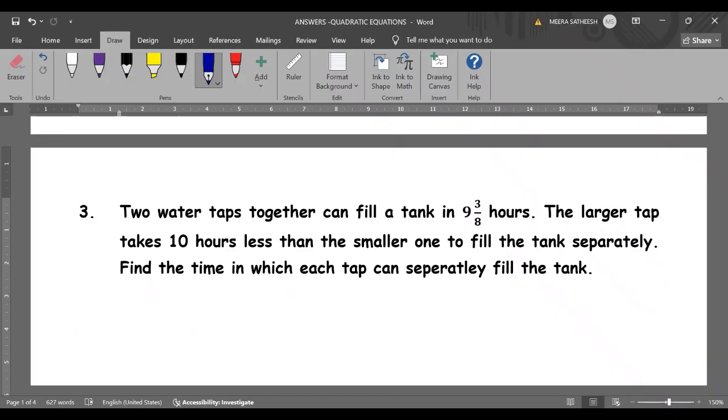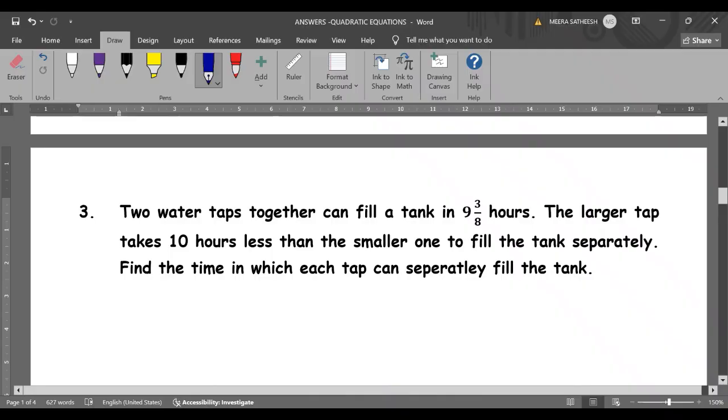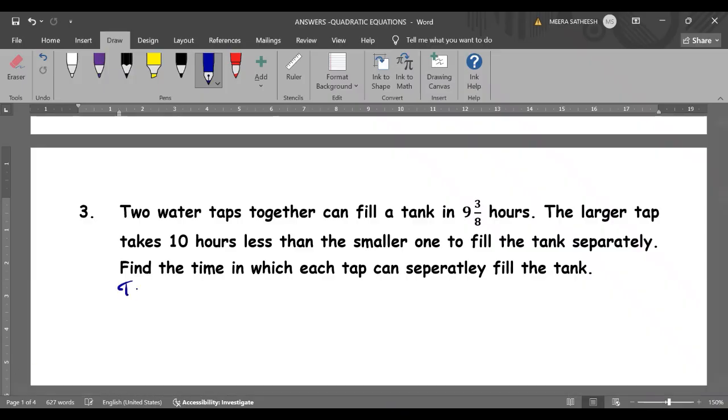Whatever is convenient, that way we can consider. Okay. So here I am taking the time taken by the larger tap as x. So the time taken by the larger tap is x hours.